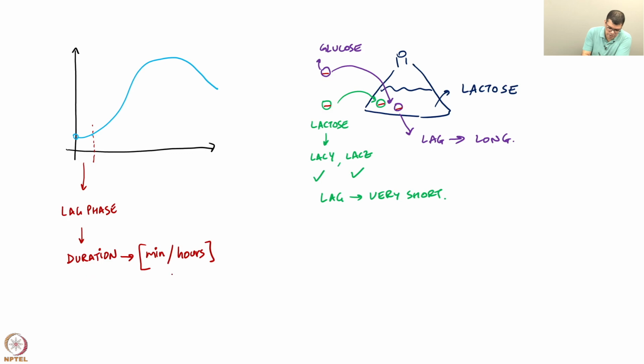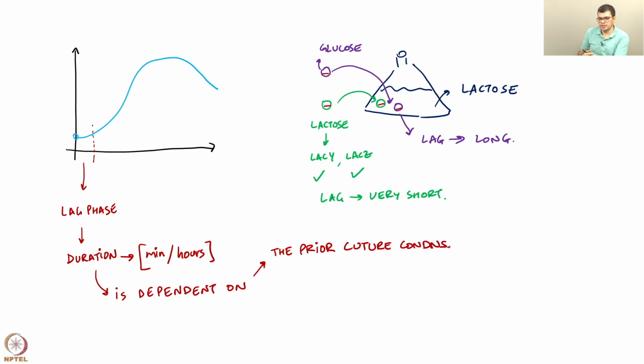So, lag phase duration is measured in time and is dependent on the prior culture conditions. That is not to say that it is completely independent of its genotype. It is obviously also dependent on its genotype.